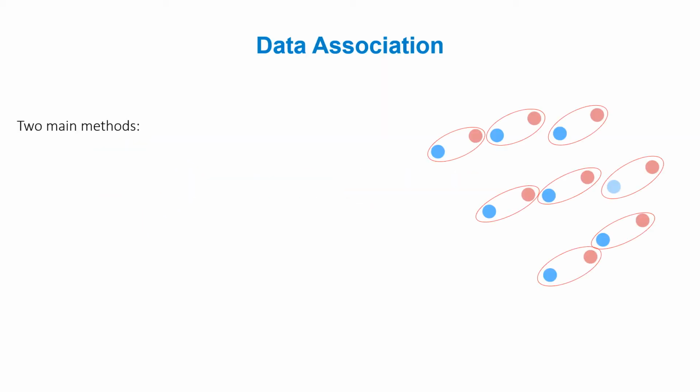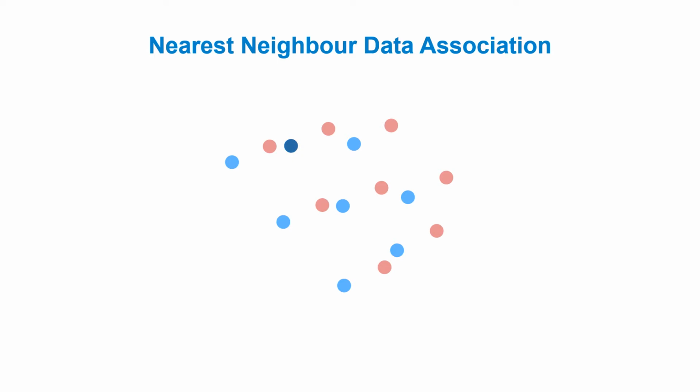The two most used data association methods are nearest neighbor and projective data association. To associate a single model point, nearest neighbor data association computes the distance between that point and every other point, and associates it with its closest neighbor.